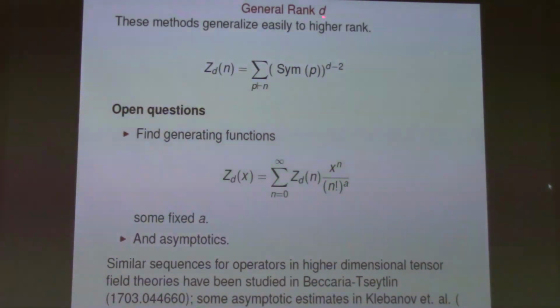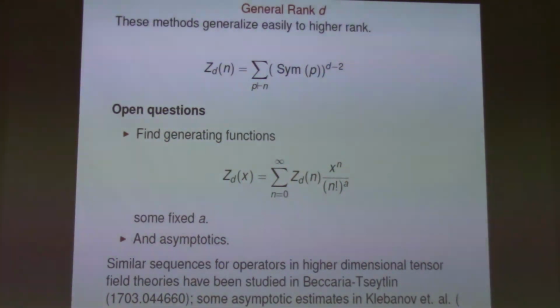And if you go to general rank d, you'll have sigma 1, sigma 2 up to sigma d, and you manipulate the delta functions. This is what you get. You sum over partitions of n, Sym p to the power d minus 2. So in the case of d equals 3, we had a sum over Sym p. Now we just have a sum over Sym p to the power d minus 2.